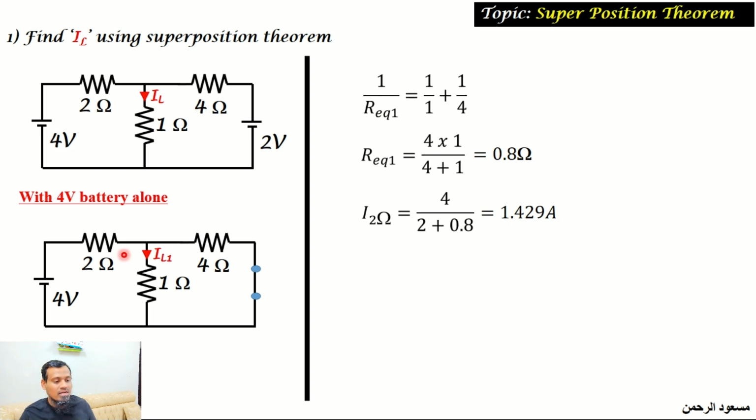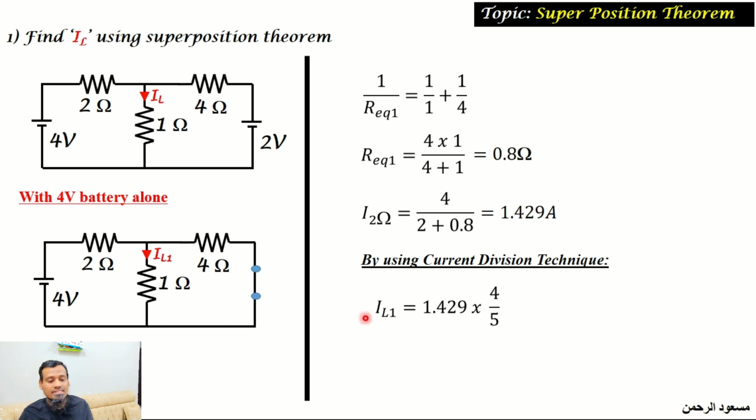So when you know the incoming current of this node, we can apply the current division technique at this node. By applying so, the current through this 1 ohm is equal to the incoming current, which is 1.429, multiplied by the opposite branch resistance for this 1 ohm, which is 4, divided by the total loop resistance, which is 5, as written here. This is written with reference to the current division technique applied on this node. IL1 equals 1.429 multiplied by 4 by 5, which is equal to 1.143 amps.